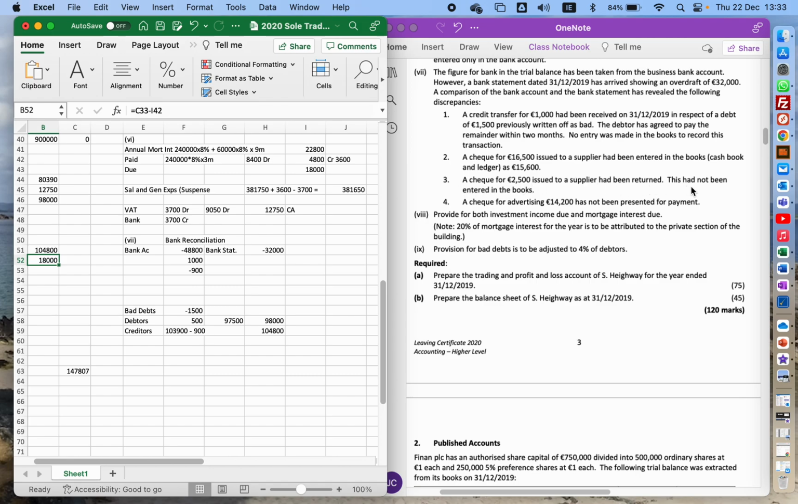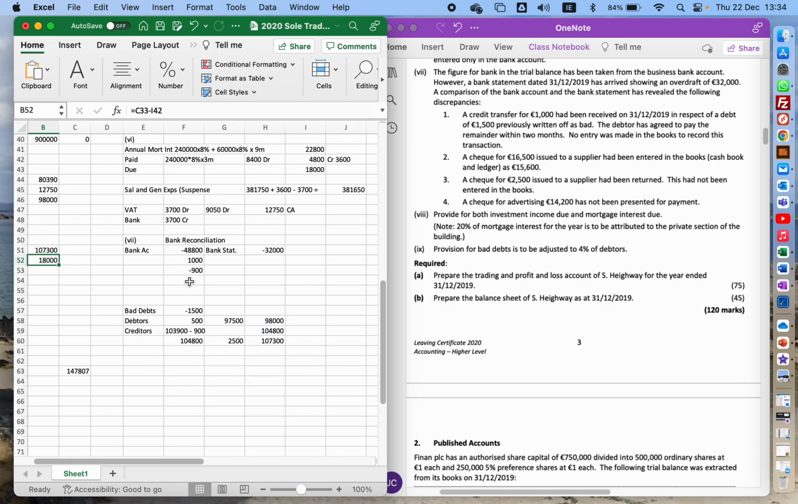A check issued to a supplier has been returned. This had not been entered in the books. So that means I paid a check and maybe the check wasn't valid. Maybe I forgot to sign it, for example. So I need to add on to my creditors. So I'm going to start off my creditors again. So we have that number 104,800, and then that check. So if it was returned, I wasn't paying, so I owe 2,500 more to that creditor. So now my new creditors figure is that. So I'll put that in for creditors now instead.